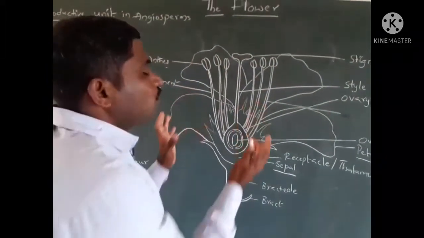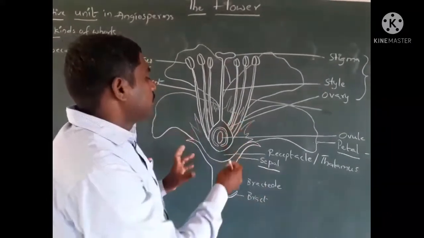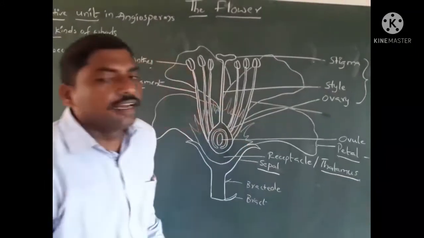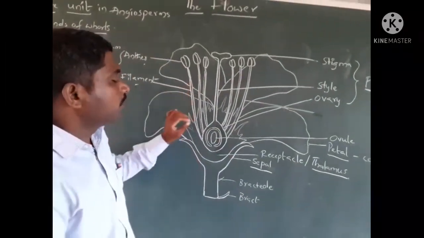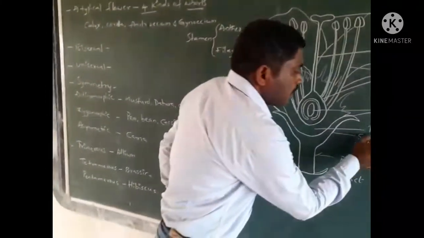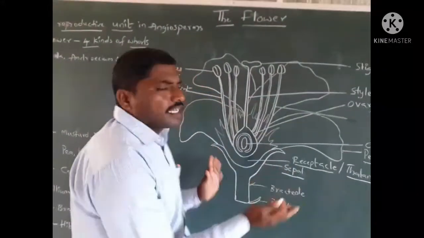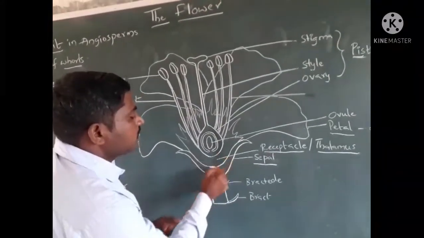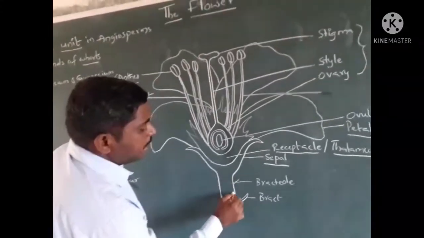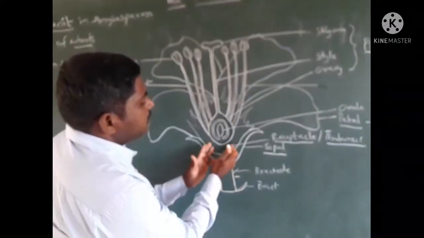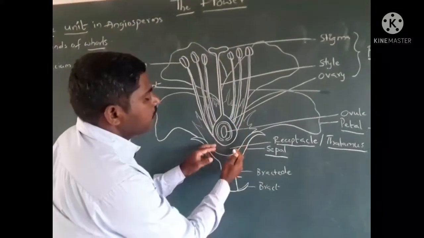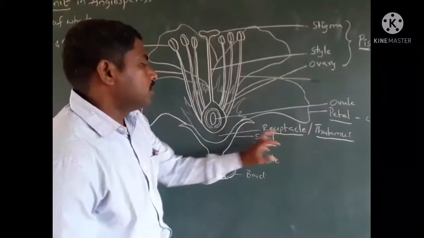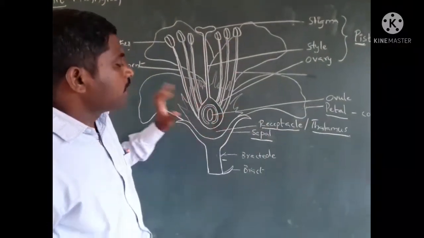These are the four whorls, which are arranged on the thalamus or receptacle. What is the receptacle or thalamus? It is the swollen structure of the pedicel. Here it is the pedicel. These four whorls are arranged on the swollen structure, that is called the receptacle or thalamus.